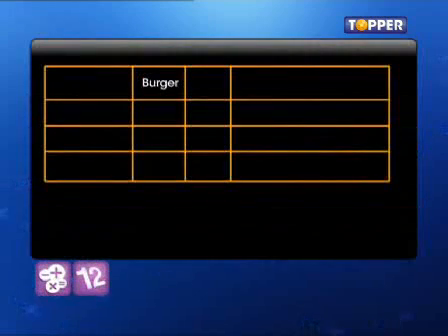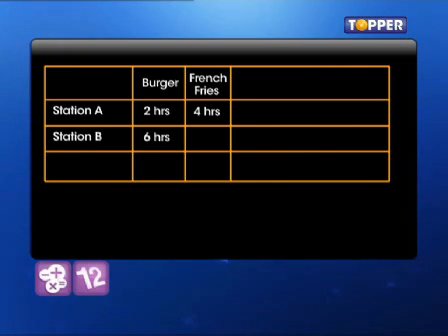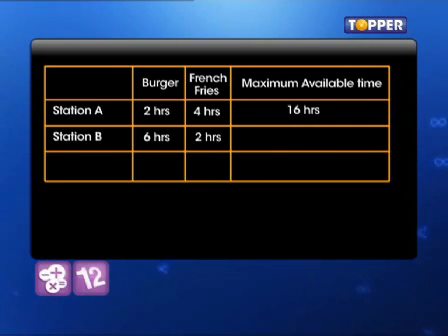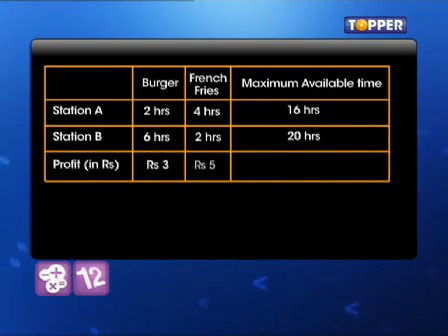At my fast food joint, there are 2 stations A and B. Now, burgers take 2 hours at station A, while French fries take 4 hours. And at station B, burgers take 6 hours and French fries take 2 hours. Now, station A is available for 16 hours in a day and station B for 20 hours in a day. Now, the profit I expect to make is 3 rupees on a burger and 5 rupees on a packet of French fries.